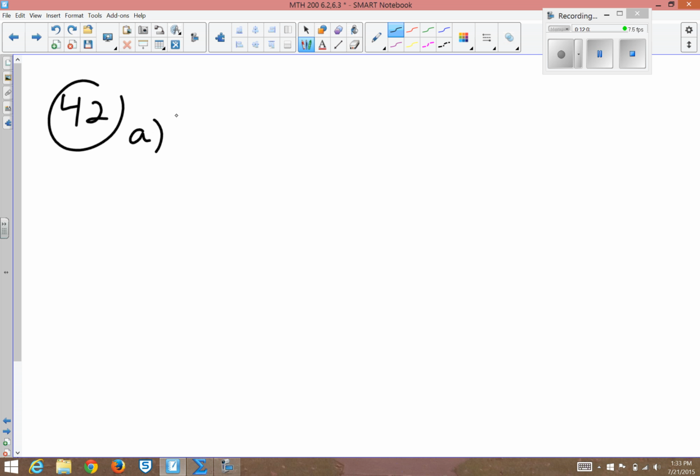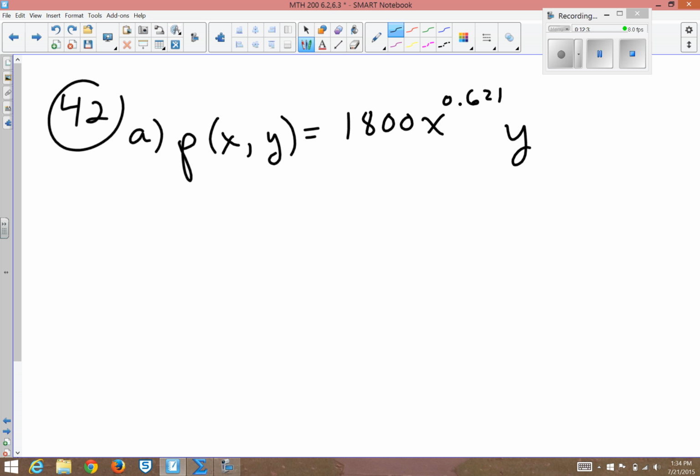So the production function, P is the number of units produced, where X is the units of labor, Y is units of capital. The number of units produced is 1,800 times X raised to the 0.621 times Y raised to the 0.379.